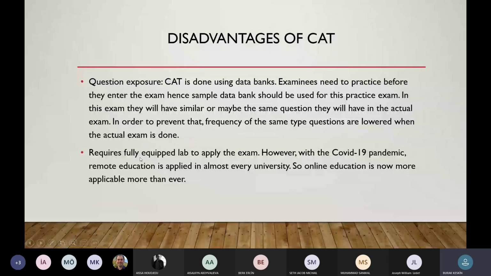It requires a fully equipped lab to apply the exam. However, with the COVID-19 pandemic, remote education is applied now, so online education is more applicable, and it is easier to make CAT-based online assessment tests.